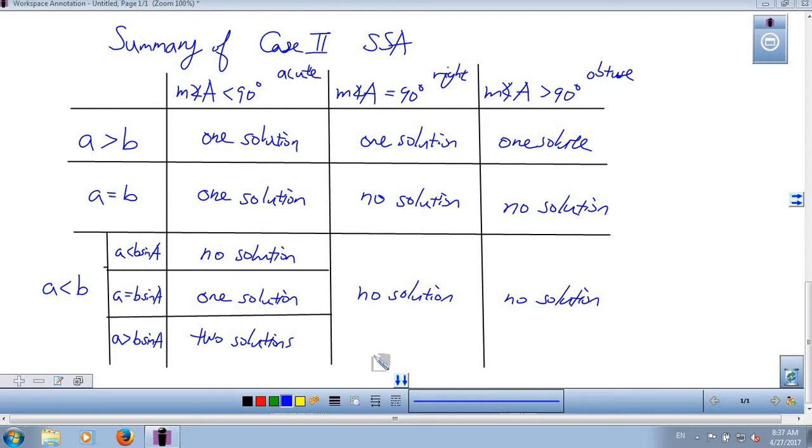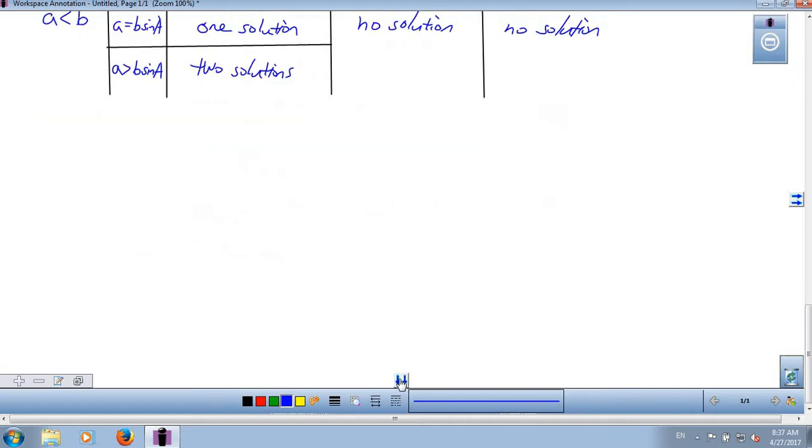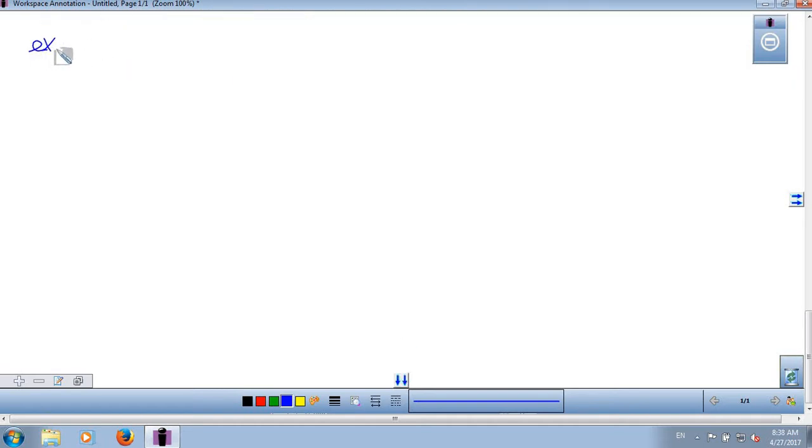All right, so let's take a look at some examples. You can pause this and copy this down, but we're going to go on right now, and let's take a look at some examples of case 2.